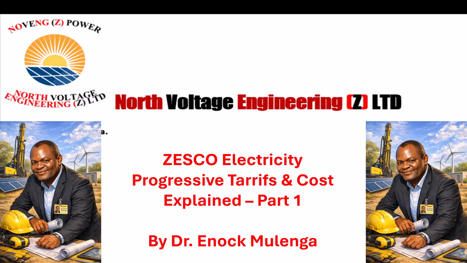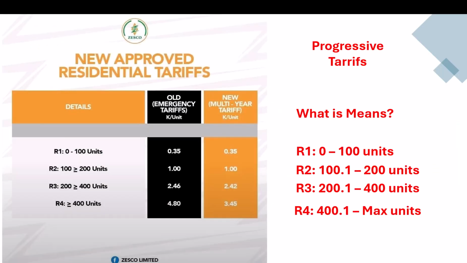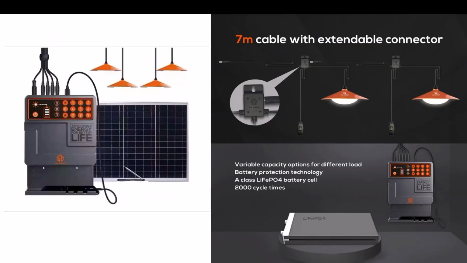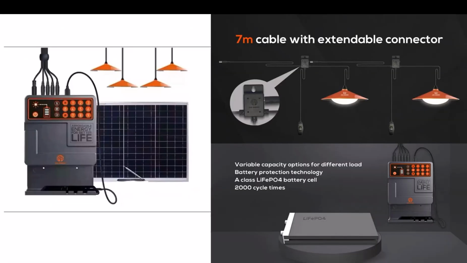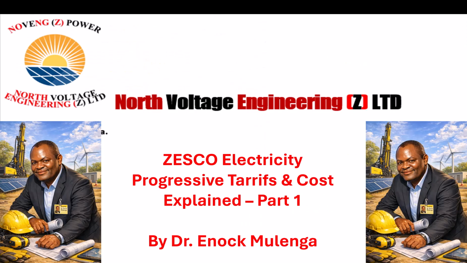So for part 1, basically, we have introduced the progressive tariff. What it means is you pay more when you use more. Then we look at the scenarios that will be there, and how you can invest into a tangible, optimal solar PV system if you consume any of those units from 100 to about 1,000 units.